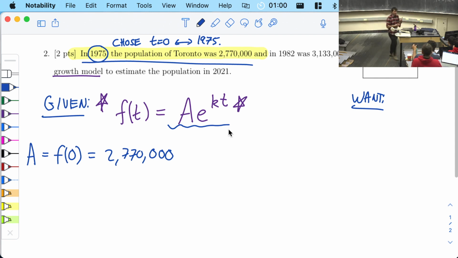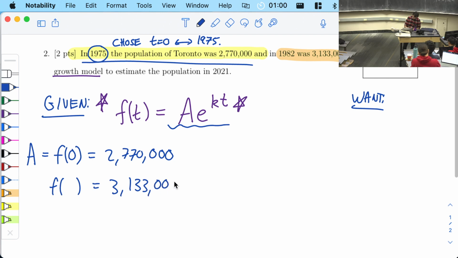What else are we given in the problem? We're given that in 1982, the population was 3.133 million. So we can write that down as f of something equals 3,133,000. You have to figure out what the something is. If you write 1982, you'll be wrong. It's not f of 1982, it's f of 7, because 1982 is 7 years after t equals 0. So the choice we made earlier comes into play here. That's f of 7. That's what we're given in the problem.